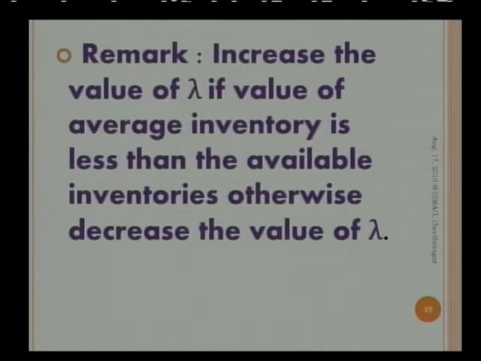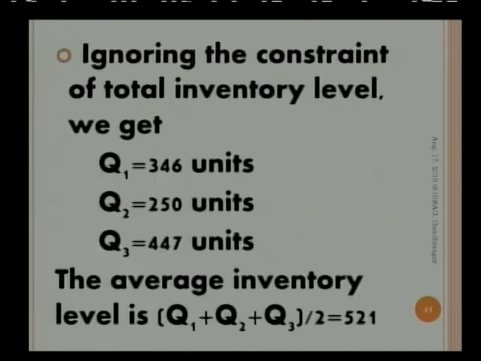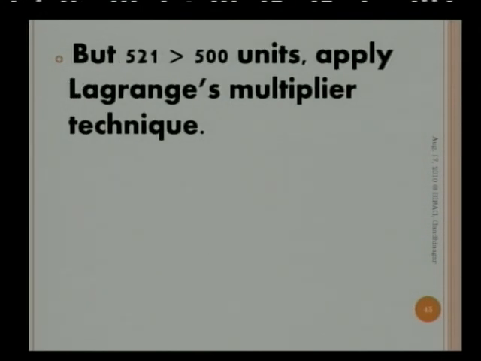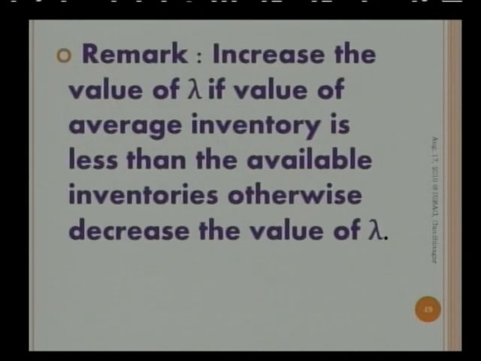Looking at the formula for getting Qi, square root of 2 ai Ri upon Hi plus lambda, we can make a judgment whether to increase or decrease lambda. So let's have a remark: if you increase the value of lambda, the average inventory decreases, because they are in inverse proportion. So if one increases, the other will decrease, and vice versa.